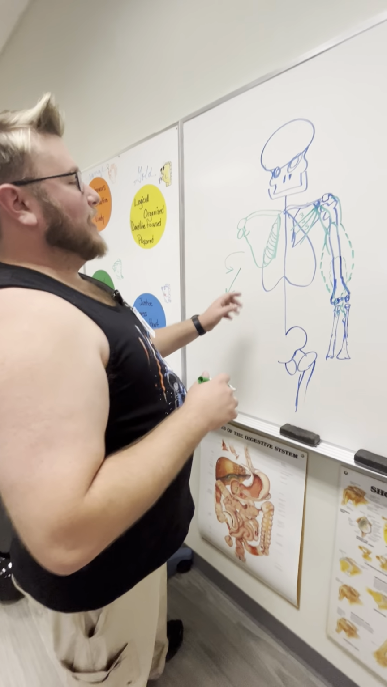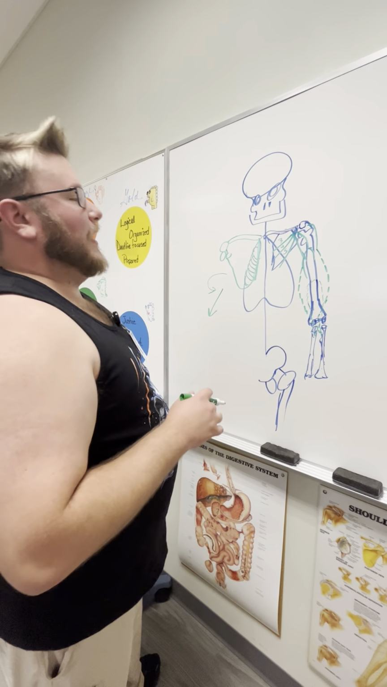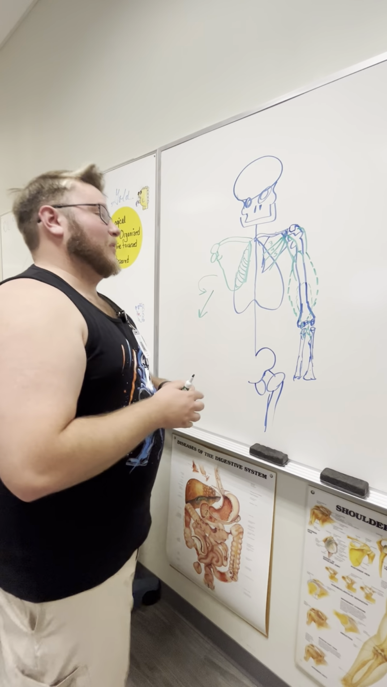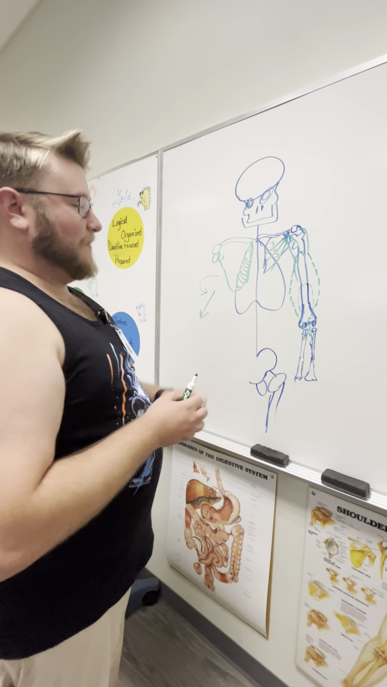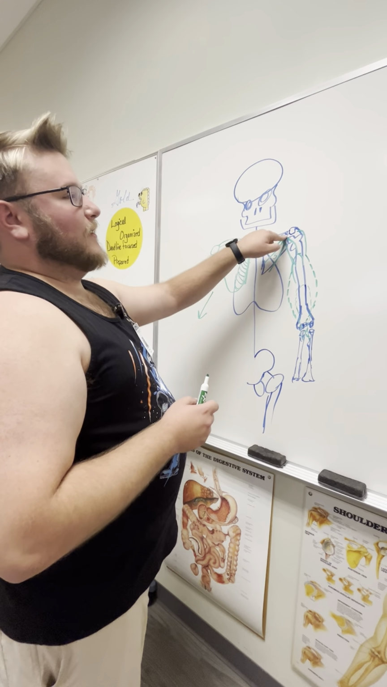Walking through our muscles. So I already went through a couple. We're going to start with our pec minor. Pec minor starts, or at least its origin is, from ribs 3, 4, and 5. It then attaches to our coracoid process right here.